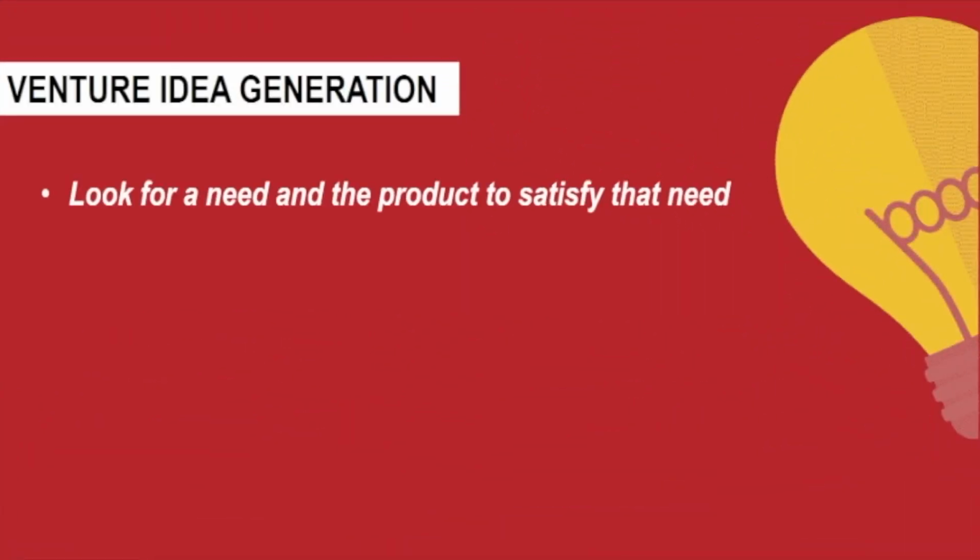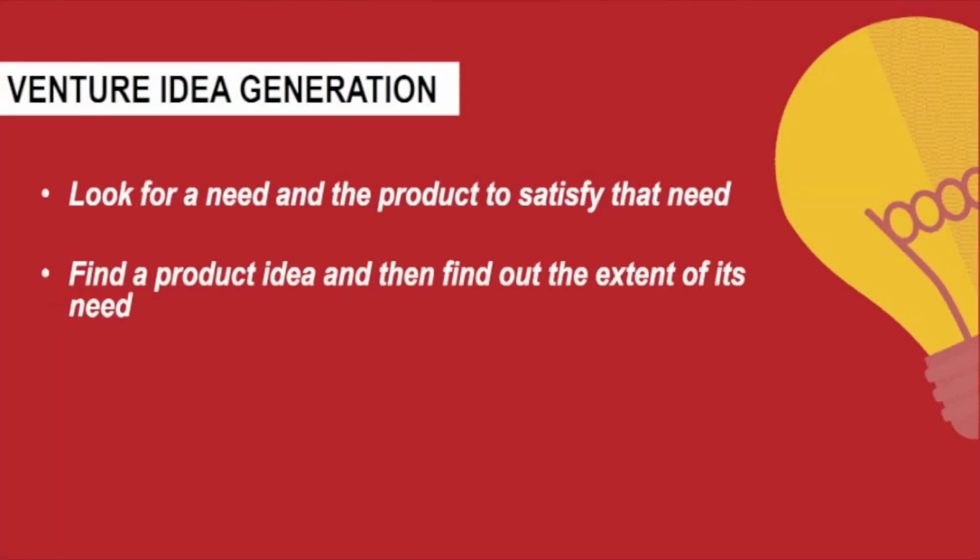So, how to get this venture idea generation? There are again two criteria. First is look for a need and the product or the service to satisfy that need. So, look into the society, look into the community, what people want basically, and what product you can make or what service you can provide to fulfill that need. So, that is number 1.